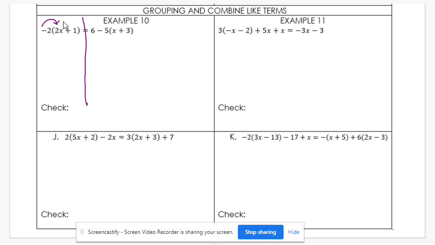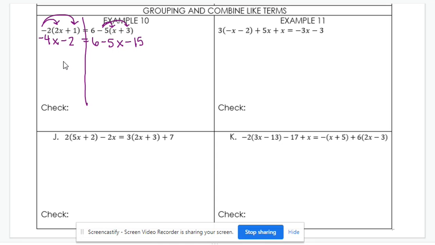Let's start on the left. Negative 2 times 2x is negative 4x. Then we're going to do negative 2 times positive 1, which is negative 2. Now, we're going to distribute on the right, so we want to look on the outside of the parentheses, and right next to it is this negative 5. So this 6 just comes down, but we're going to do negative 5 times x. Make sure you take the sign in front of the 5, so it's not a positive 5, it's a negative 5. So that's negative 5x. Then negative 5 times positive 3 is negative 15.